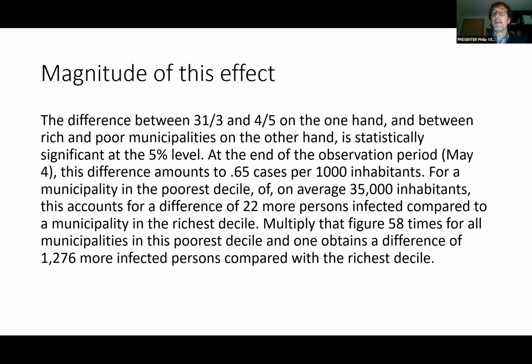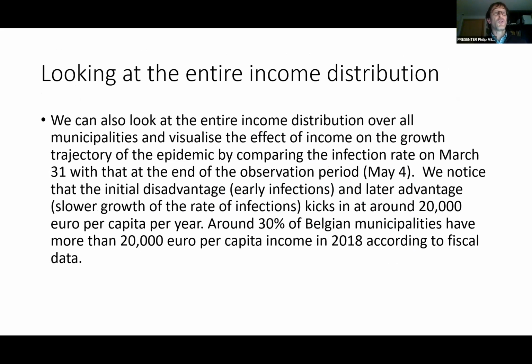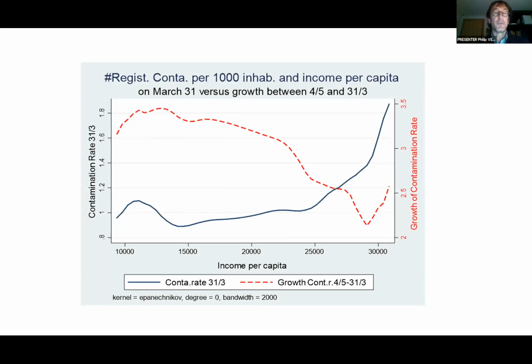You can compute then how many inhabitants were more infected in poor communities than in rich communities, which I calculate at about 1,000 over the course of the epidemic. I'm going to look also at the entire income distribution, and we see here the black line is the infection rate. The red line is the growth rate of infections. So more infections when you had higher income, but the growth rate, the red line, the growth rate of that infection is slower. And you see the turning point is at around 20,000 euro per month.